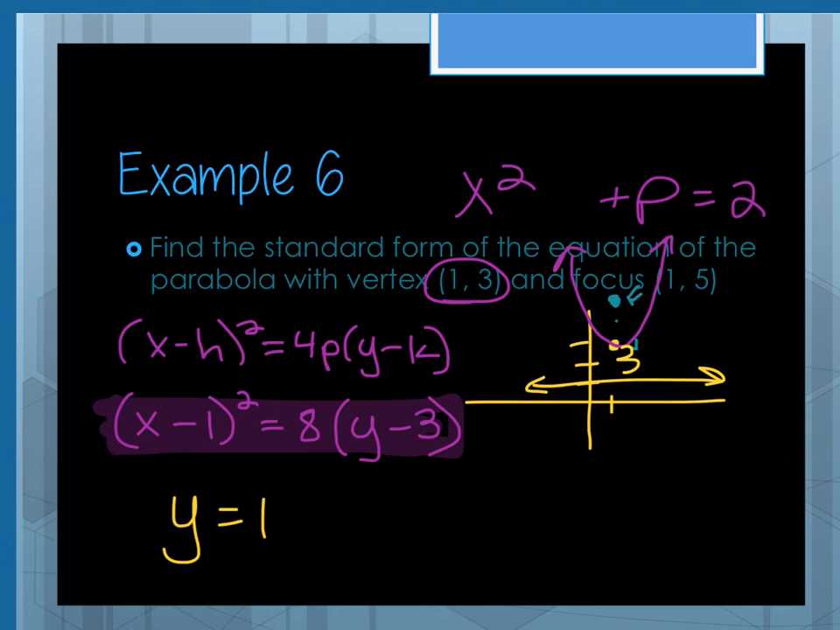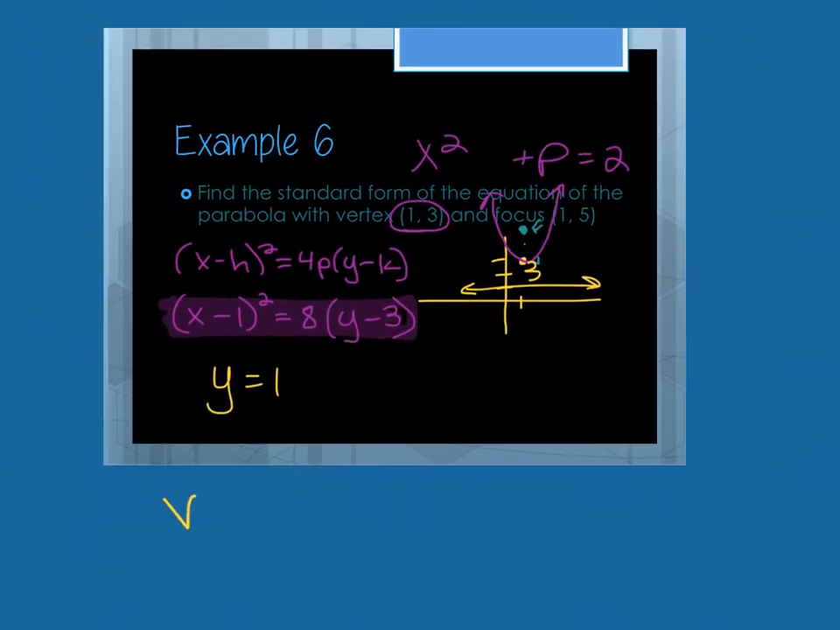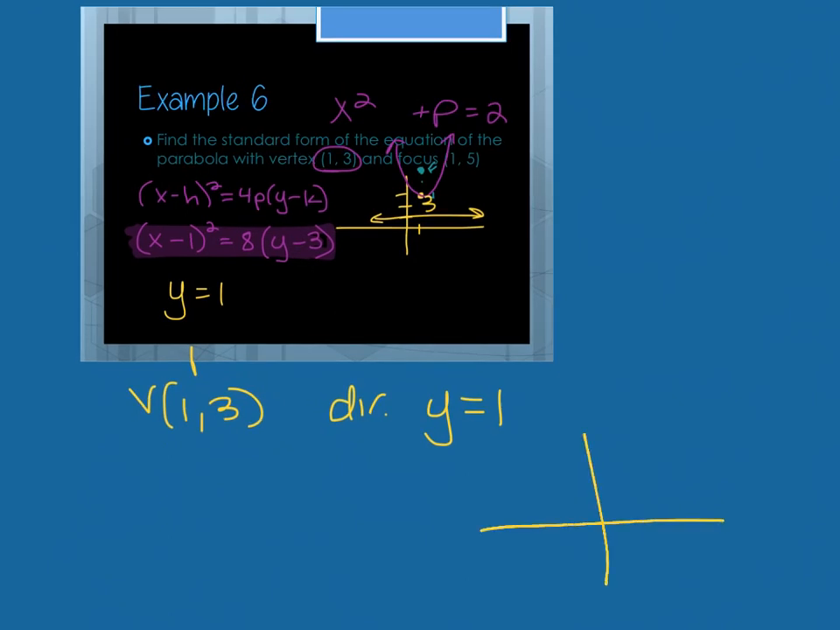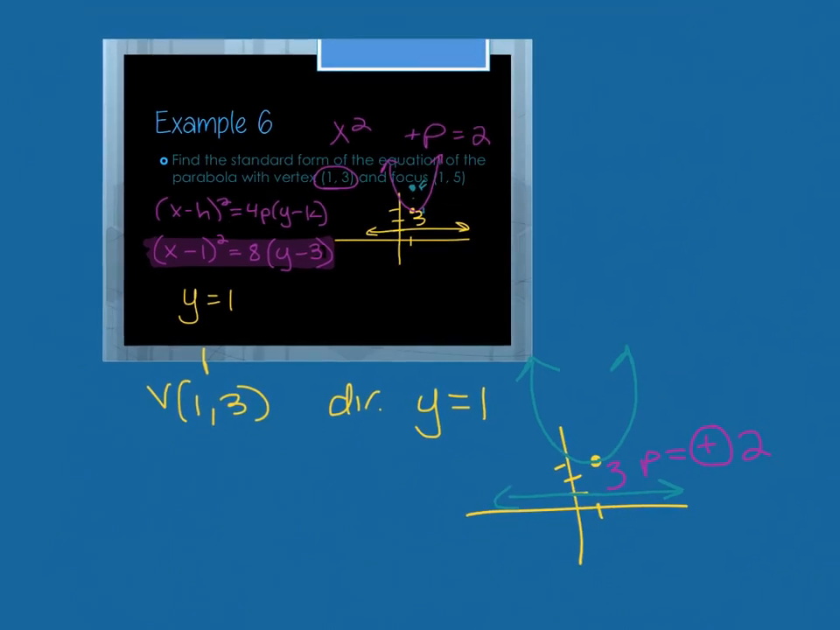So if this question had started with the vertex being 1, 3 and the directrix being y equals 1, you would have gotten the same answer. That means it points away from it. I would have counted p the same way, and you would have plugged it in and gotten the same equation. So they can give you vertex and focus, vertex and directrix, or directrix and focus, in which case you'd have to find the midpoint to get the vertex. Questions?